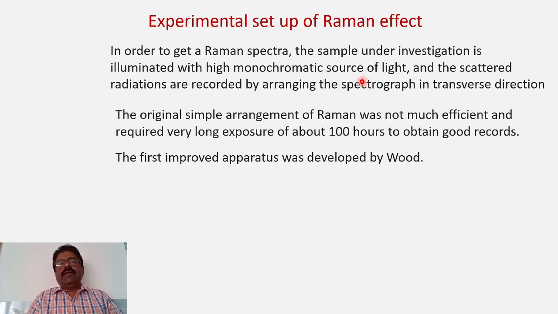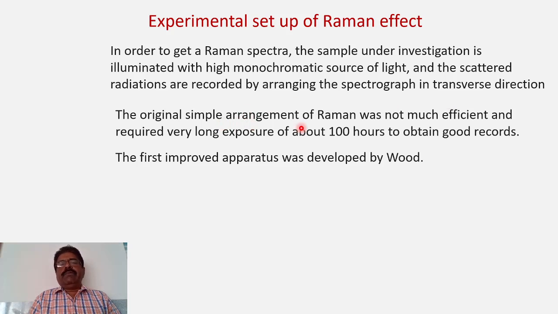Now, the basic principle in Raman effect is that the sample for which you want to study the Raman spectra must be illuminated with a highly monochromatic source of light, and the scattered radiation, whatever the interaction of these radiation with the sample, should be recorded. The scattered radiations are recorded by arranging a spectrograph in the transverse direction. So the direction of incidence on the sample and the direction in which the scattered radiation is collected are mutually perpendicular to each other.